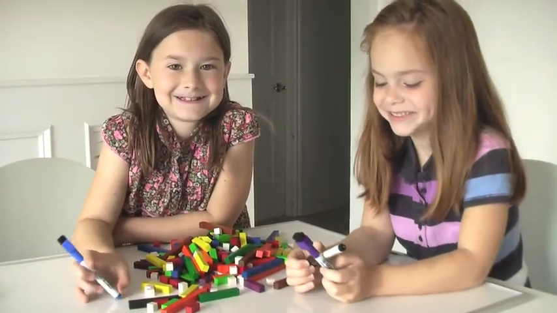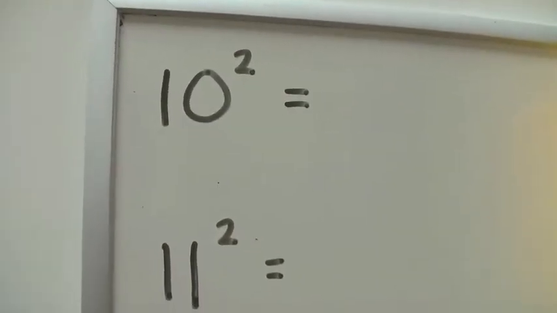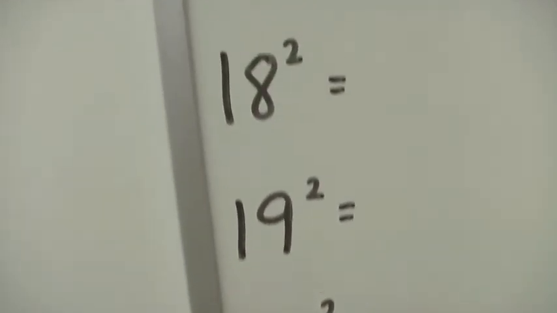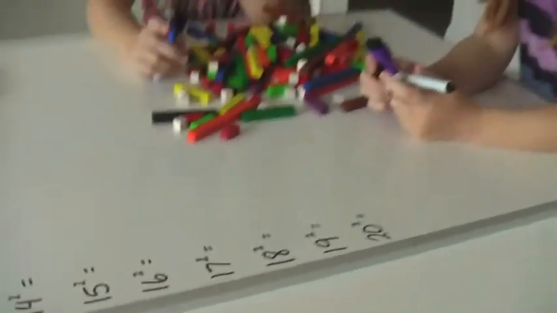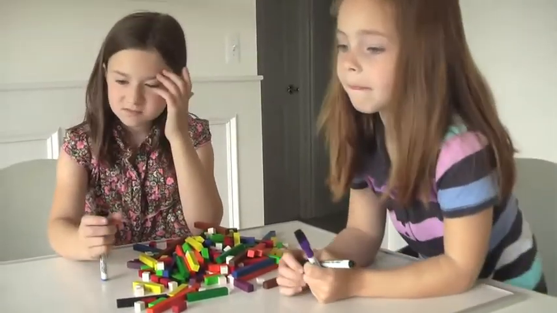Okay, I don't think I have to really explain to you guys what we're doing today, but for the sake of the people watching, we are going to square some of these bigger numbers. All right? So I'm gonna let you guys take turns and choose which number you want to square. Haven, you can go first. Which one do you want to do?